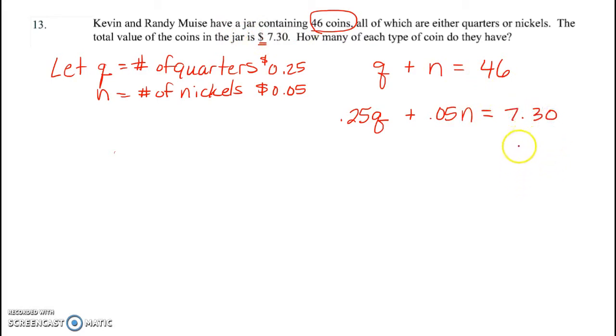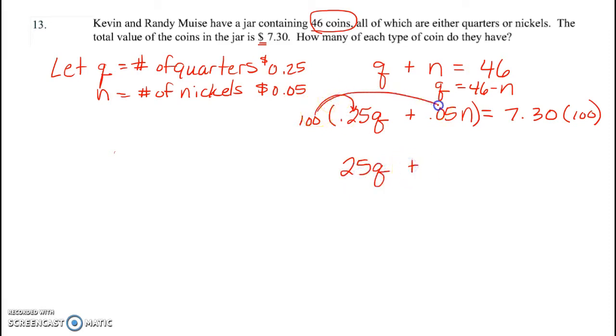Okay? This looks like a good problem to use substitution on. I think I'll solve for Q. I'm going to subtract N from both sides and I get 46 minus N. Now another thing you can do that might make this easier is, since there's 2 decimal places here and there's 2 decimal places here, multiply both sides of the equation through by 100, and you'll get rid of your decimal points, right? So if I multiply 100 by 0.25, I get 25Q.